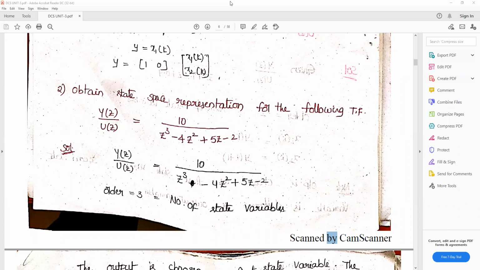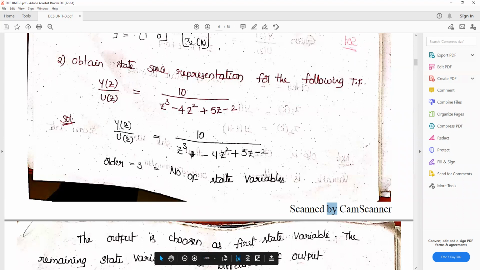Obtain the state space representation for the following transfer function. Y of z by U of z is equal to 10 by z power 3 minus 4z square plus 5z minus 2. In this transfer function, the order of the system is 3, so the number of state variables is 3.